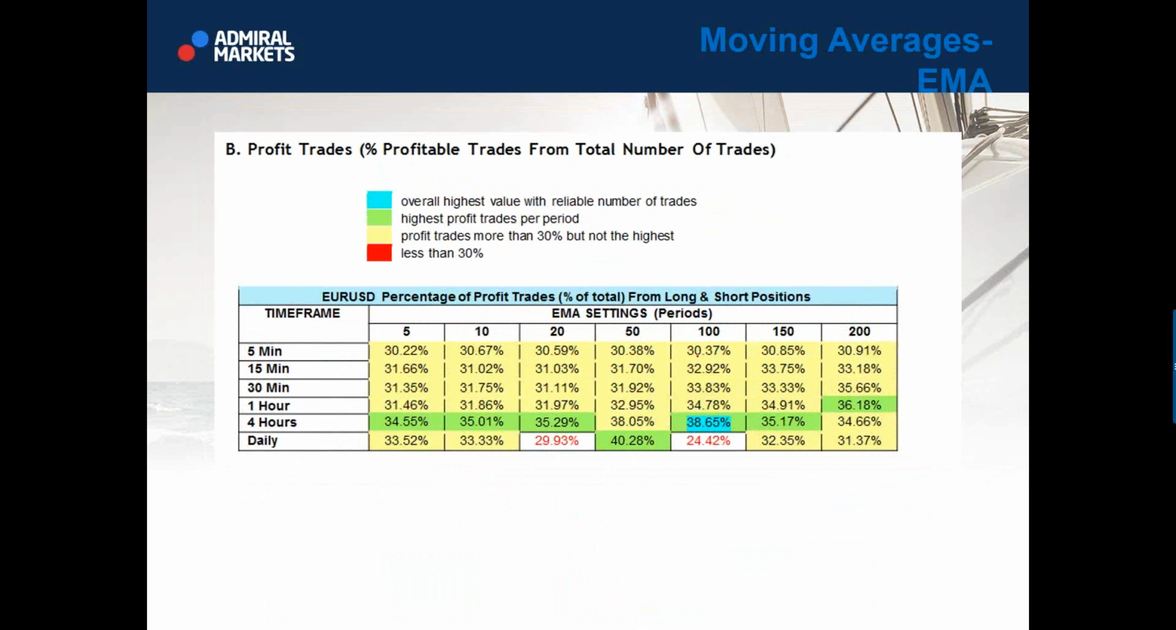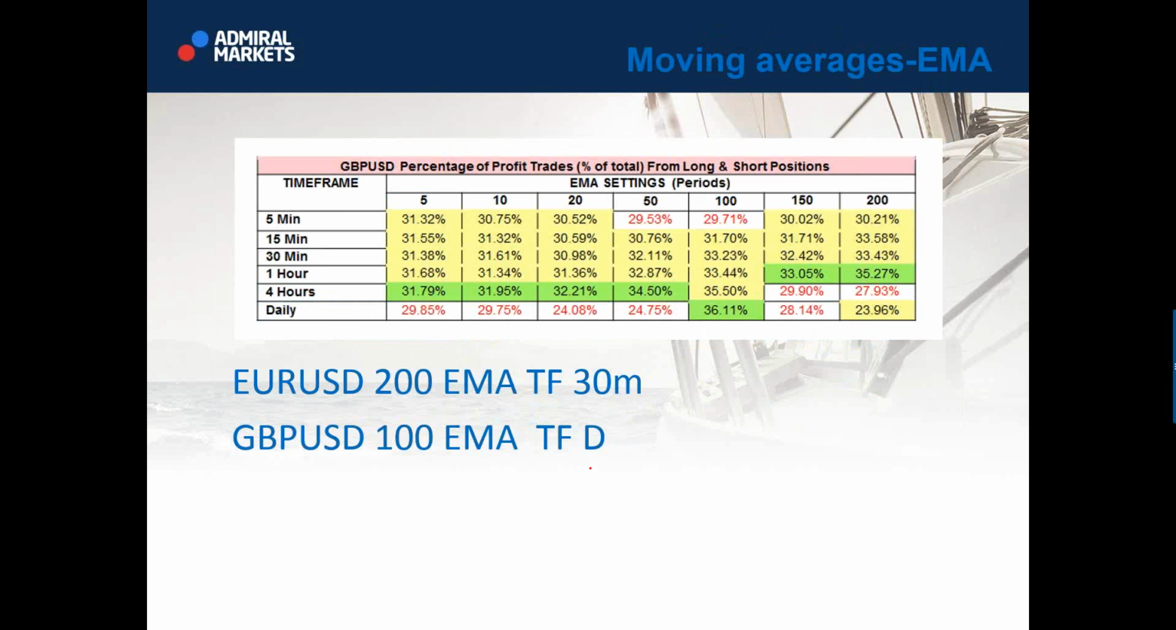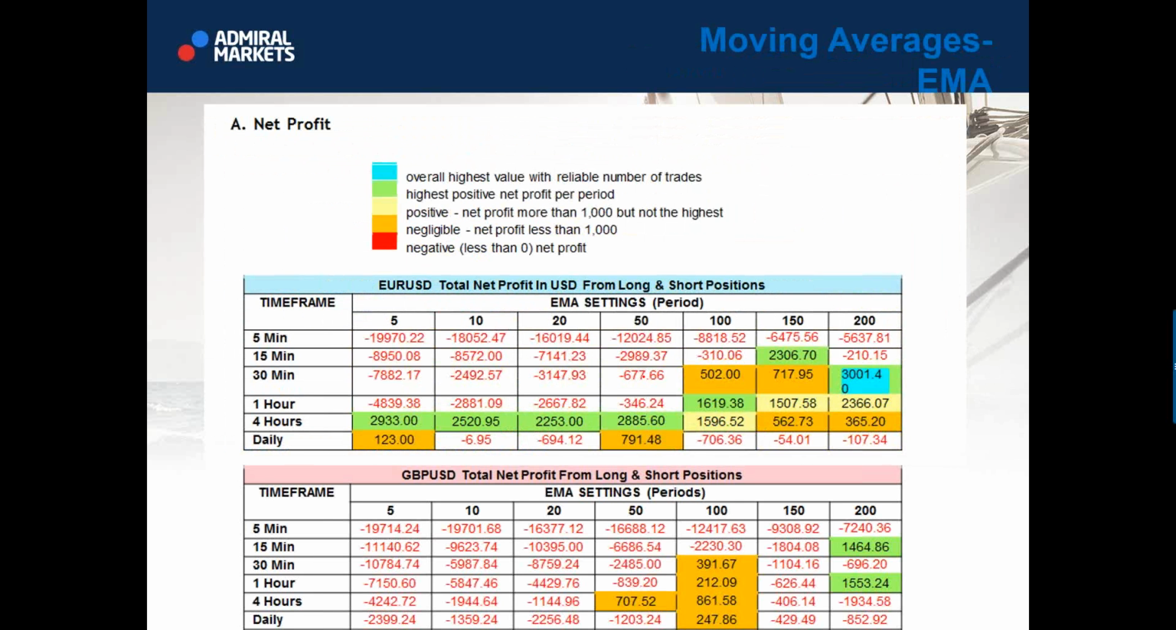Euro-dollar percentage of profit trades basically were the best again on the 4-hour time frame and daily on 50. So euro-dollar had its best setting on 200 EMA on the 30-minute time frame, while GBP dollar showed the best results on 100 EMA on the daily time frame. Of course, again, you can snapshot this, so you can take a look later and maybe create your own strategy, or at least it can help you to filter trades.